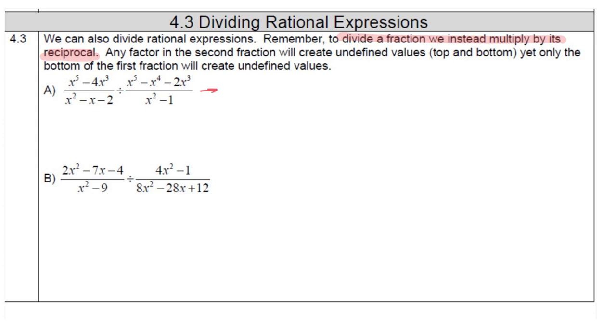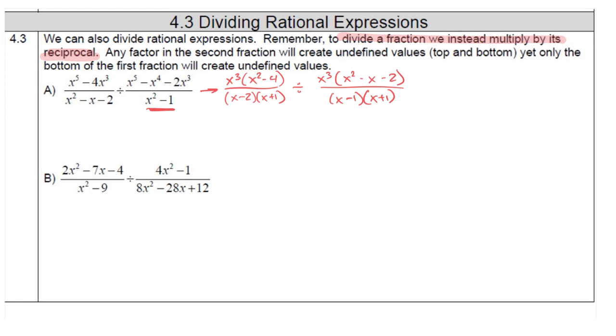Step 1, we are going to factor the numerator and denominator of each fraction. So I have x cubed times x squared minus 4 in the numerator of the first fraction, and the denominator x minus 2 times x plus 1. This is being divided by x cubed times x squared minus x minus 2 all over x minus 1 times x plus 1, because x squared minus 1 is the difference of two squares.